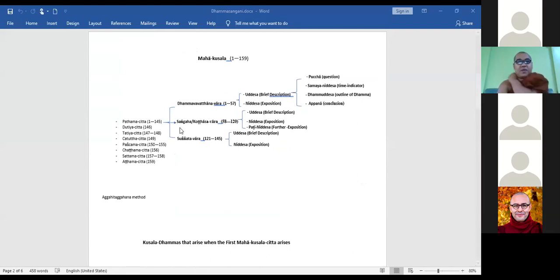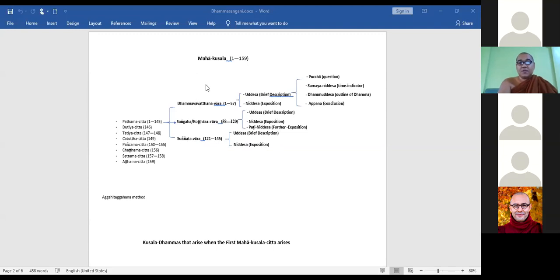So there were 3 main sections, and under the first main section there will be 2 sub-sections. And then under the second main section there will be 3 main sub-sections. And also under the Sunyata Vada, the last section, there will be two subsections, Uddesa and Niddesa.